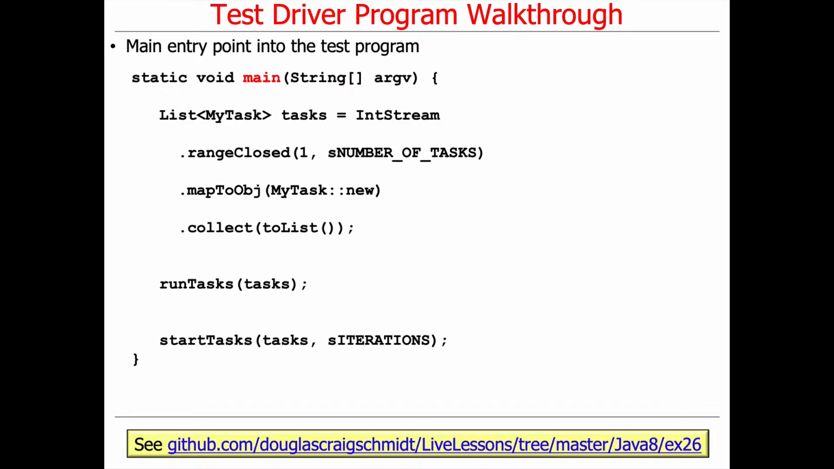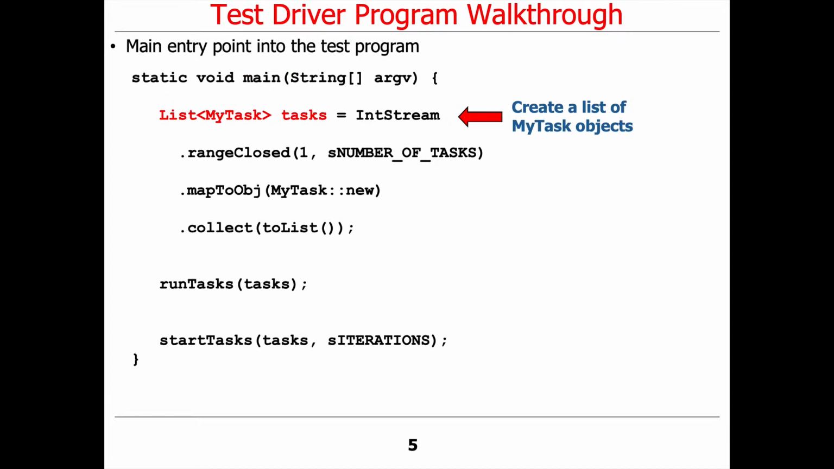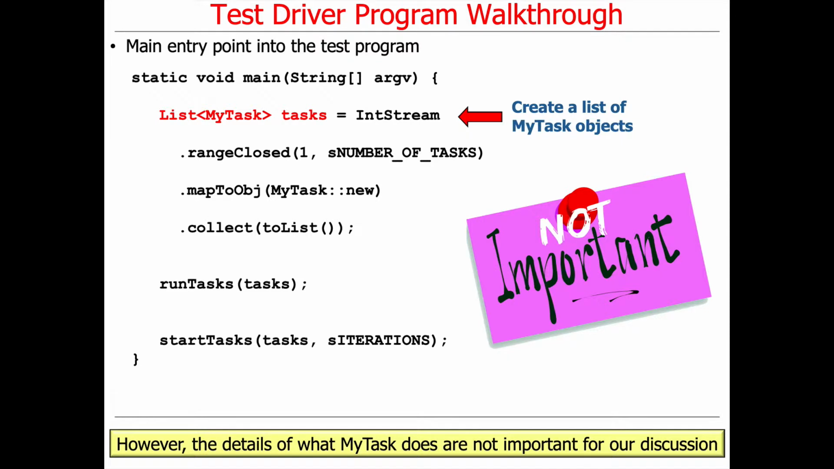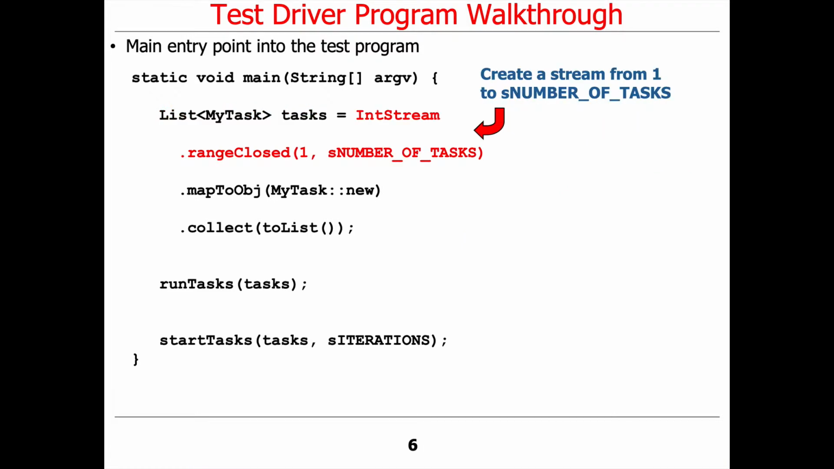Let's first start by taking a look at the test driver program, which you can download at my GitHub repository at the link at the bottom of this slide. The main method is the entry point into the test program. It starts by creating a list of myTask objects. The details of what myTask does are not important for our discussion, although you could imagine that they would do things like the GCD algorithms that we talked about in the previous examples for cyclic barrier and countdown latch.